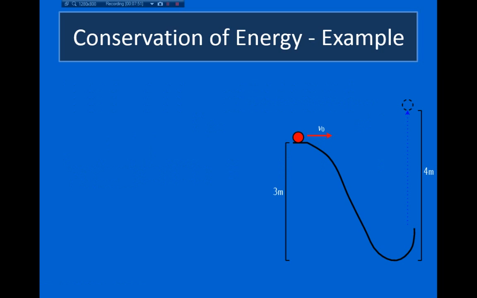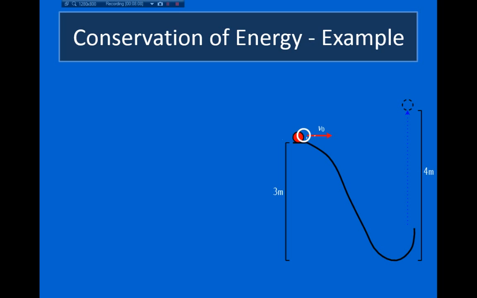So this is a picture of what we have. It's initially moving. It's going to come down the ramp, come up here, and then it's going to be launched into the air. So it's initially starting out 3 meters above the ground, and it's going to end up here 4 meters above the ground.